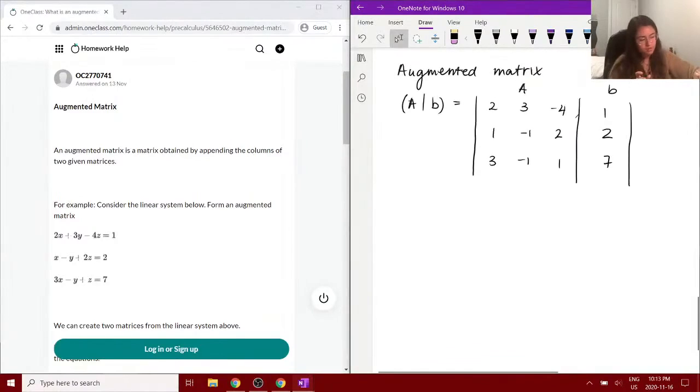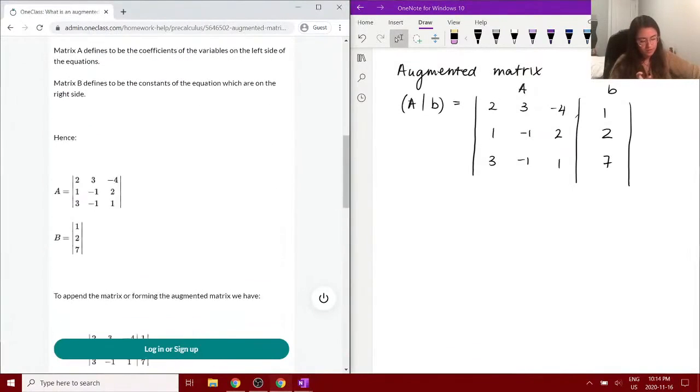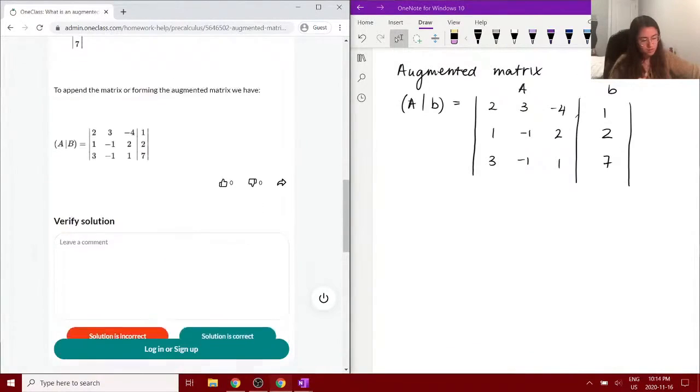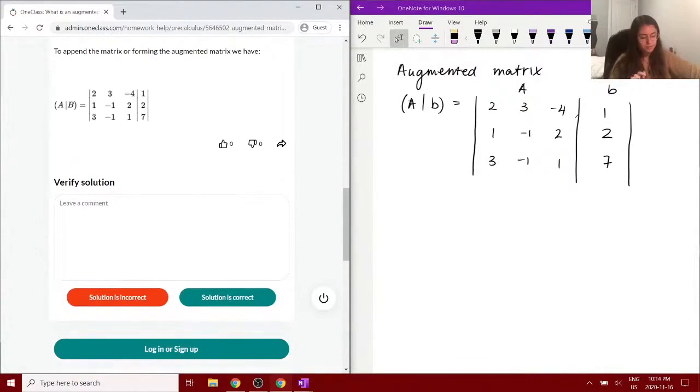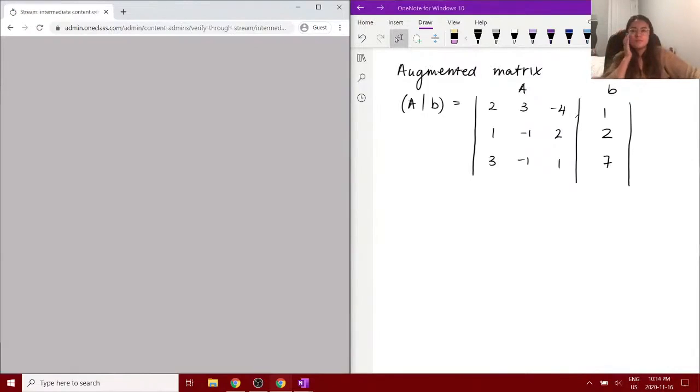Okay. Looking at the solution, we have the same thing here. So we can say correct solution, and move on.